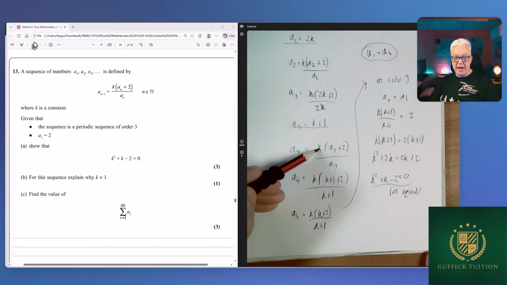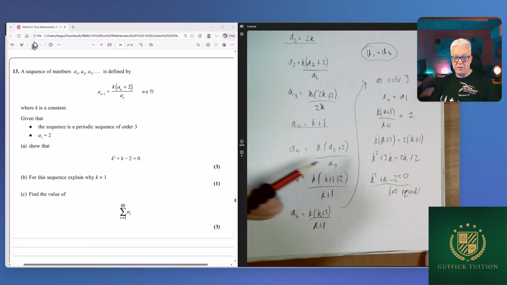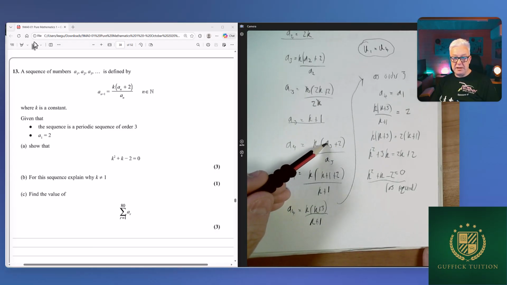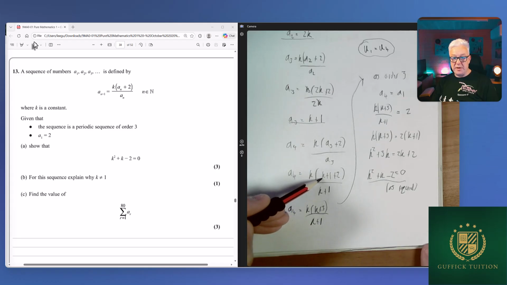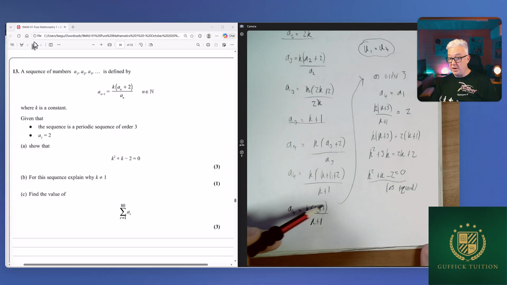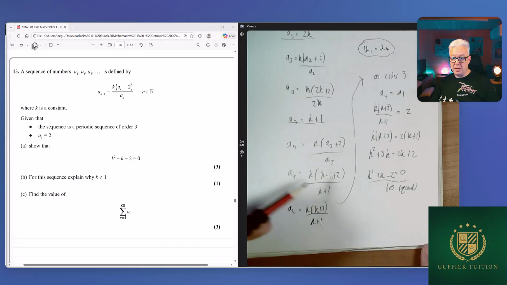Now this is the key one, a4. a4 is going to be k times (a3 add 2) over a3. a3 is, we know, k add 1. So it's going to be k add 1 add 2, that's going to be k add 3, all divided by k add 1. Okay, so that gives us k times (k add 3) all over (k add 1) is our a4.